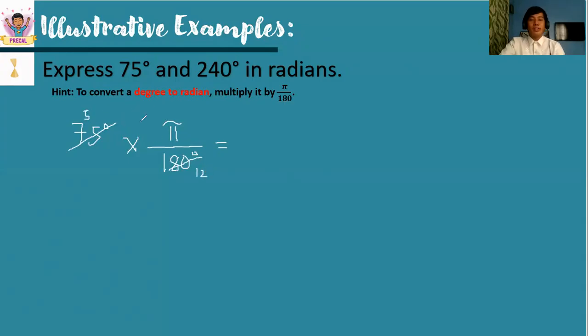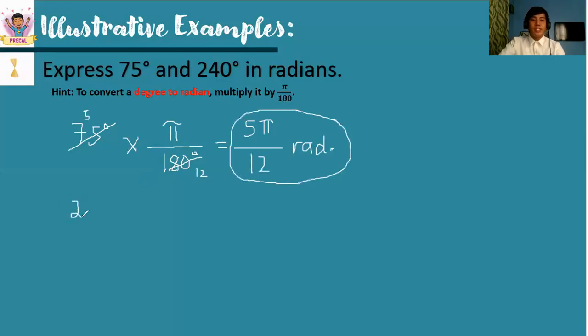Multiplying the remaining factors, 5 times pi is 5 pi. And the remaining factor is 1 times 12, so we have an invisible 1 there. So 1 times 12 is over 12. Then do not forget the unit of measurement. That is a radian measure. Without the unit of measurement, your answers will not be considered. Always encircle your final answer. So I hope that is clear.